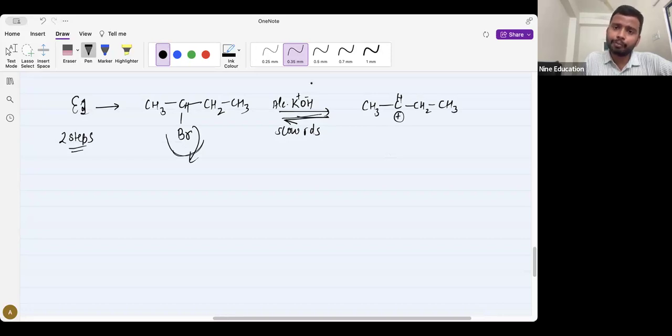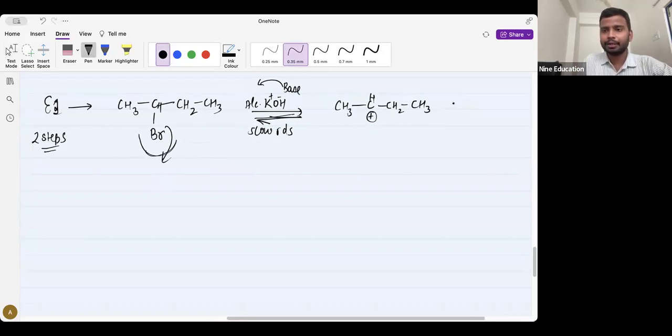So before the attack of the base, bromine is gone. In that example also we saw two cats: before the attack of the yellow cat, the gray cat had gone. Now what will happen? Now the base will come and take a hydrogen. This is alpha, this is beta. The base can take a beta hydrogen from here or a beta hydrogen from this side. So it has two possibilities.